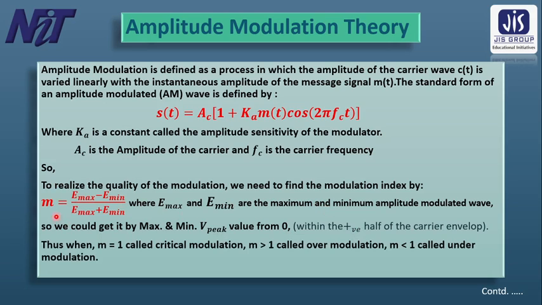And by this modulation factor, we will come to a conclusion. When m is equal to 1, it is called critical modulation. When m is greater than 1, it is called over modulation, and when m is less than 1, it is called under modulation. That means the modulation factor is the ratio of Emax minus Emin by Emax plus Emin.